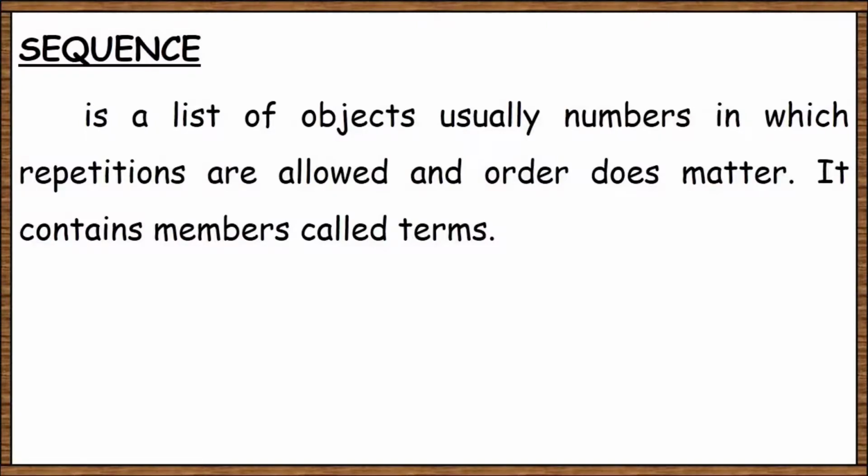Pwede natin ikumpara ang sequence sa sets dahil pareho silang collection of objects. Ang pinagkaiba ng sequence sa sets ay pwedeng maulit ang members nito. At importante ang pagkasunod-sunod ng mga members sa sequence. Di tulad sa sets. Ang members ng set ay tinatawag na elements. Samantalang ang members ng sequence ay tinatawag na terms.